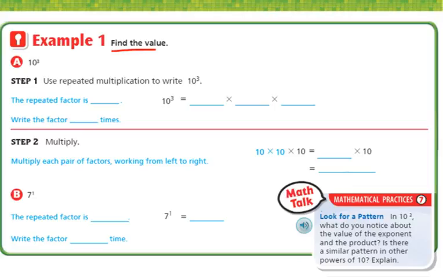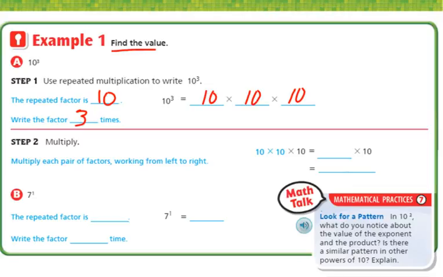So we have part A, which is 10 to the third power. Use repeated multiplication to write 10 to the third power. The repeated factor is 10, and it's going to be repeated 3 times. So we're going to write 10 to the third power as 10 times 10 times 10. We're just representing it using the repeated factor. Now what we have to do is actually perform the multiplication.